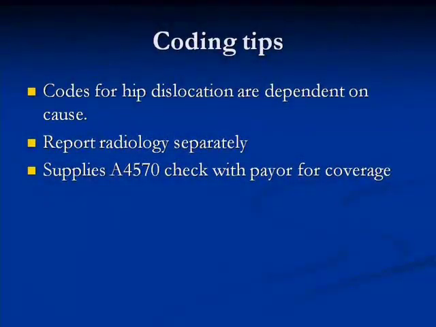Coding tips. Codes for reporting hip dislocations depend upon the cause. Note whether the dislocation is described as traumatic, spontaneous, congenital or pathological, or post-arthroplasty. Report separately an X-ray used to diagnose the fracture and dislocations, and supplies used would be reported with A4570. Check with your specific payer to determine coverage.